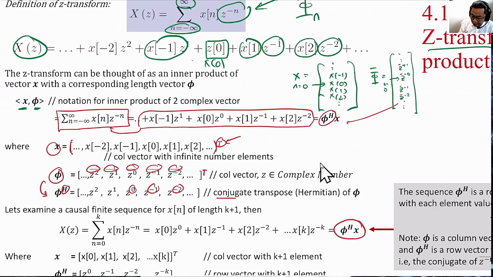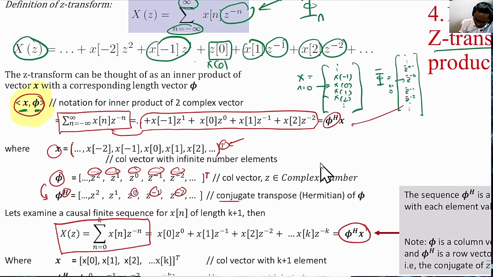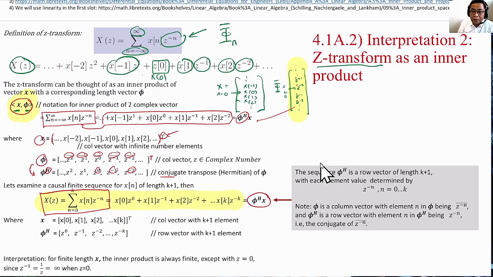This is so that we can obtain phi Hermitian x to represent this equation over here. The take-home message is this: the inner product, which is this guy over here, is ultimately represented as this equation. We are projecting the sequence x into a sequence phi, where phi takes this form. And because we are dealing with complex vectors, the second entry in the inner product needs to be in its conjugate form.